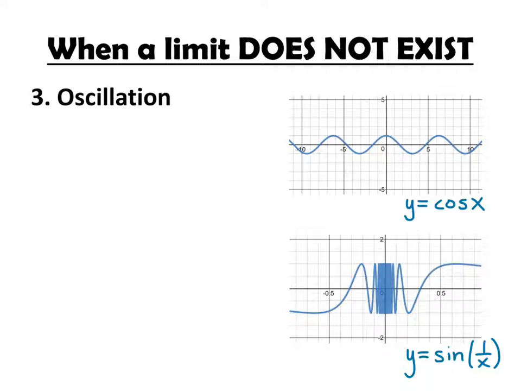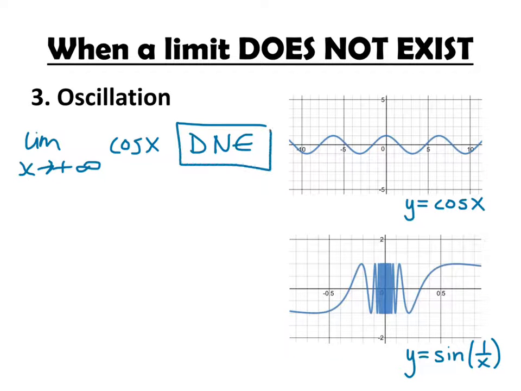Considering y equals cosine x, as x approaches positive infinity, the function oscillates between 1 and negative 1, never approaching any single value within that range. So if we write the limit as x approaches positive infinity of cosine x, we would say this limit does not exist, and it's due to oscillation. This would be the same thing if we went to the left as x was approaching negative infinity. That limit would not exist.